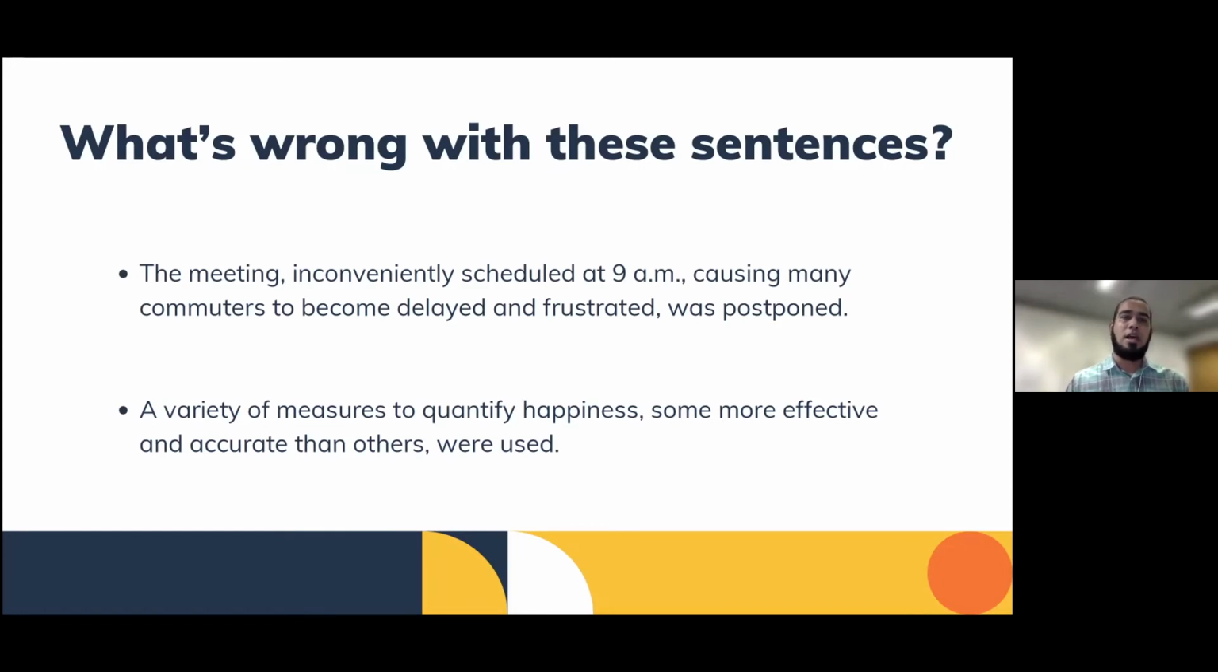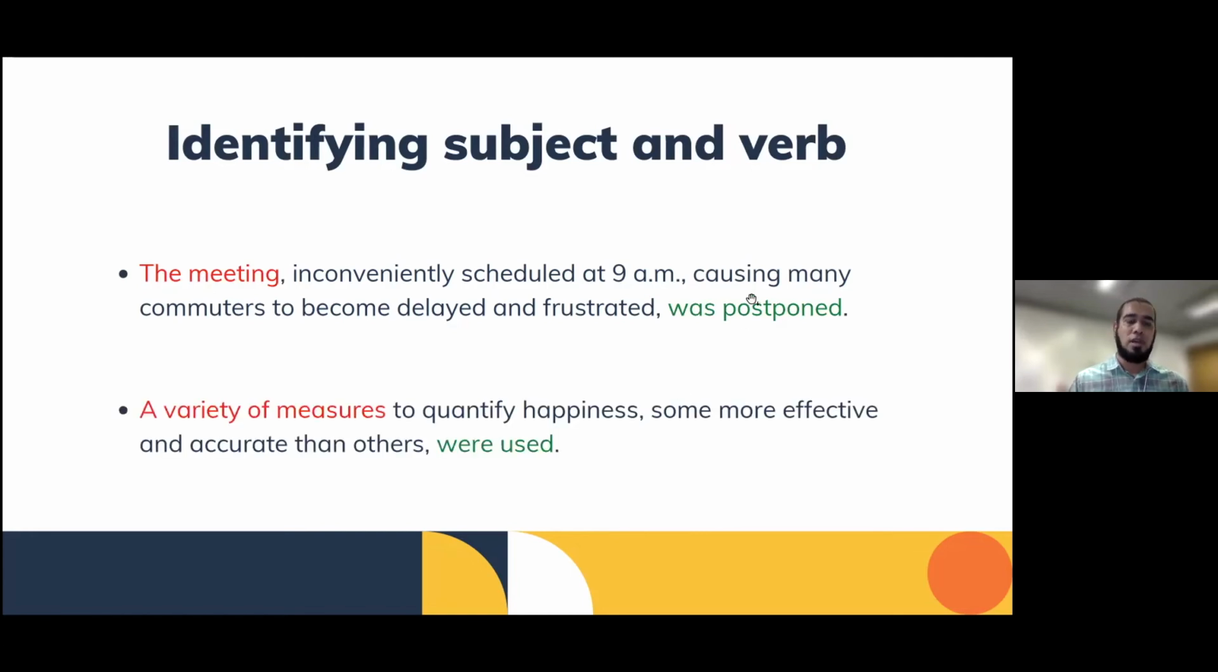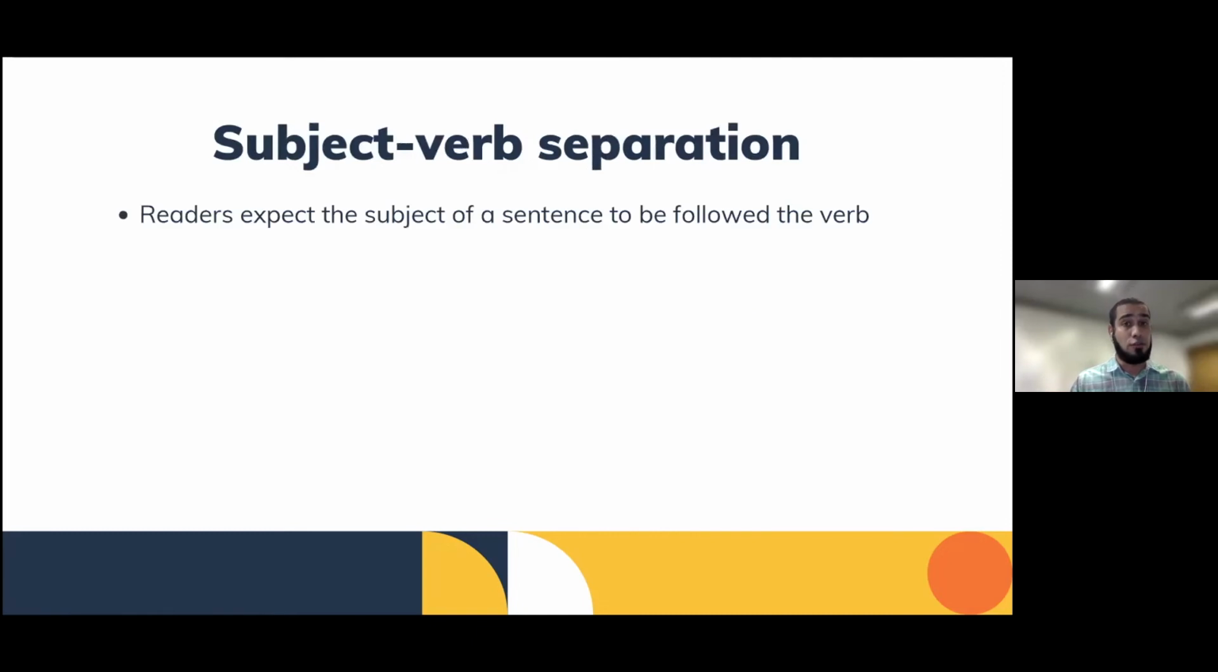And what happens is that most readers will read what is in between as interruptive. They will not pay attention. So if you mention something here that is important, your readers will not pay attention to it because they read it as interruptive, because your readers will be looking for the verb. Similarly here, a variety of measures. And now you want to know what happened to the variety of measures to quantify happiness. And then there is a pause, some more effective and accurate than others were used, okay? So these are just a couple of examples. You identify the subject here, the meeting, verb was postponed, and you try to put them together, and that will help the readability of your text, okay?